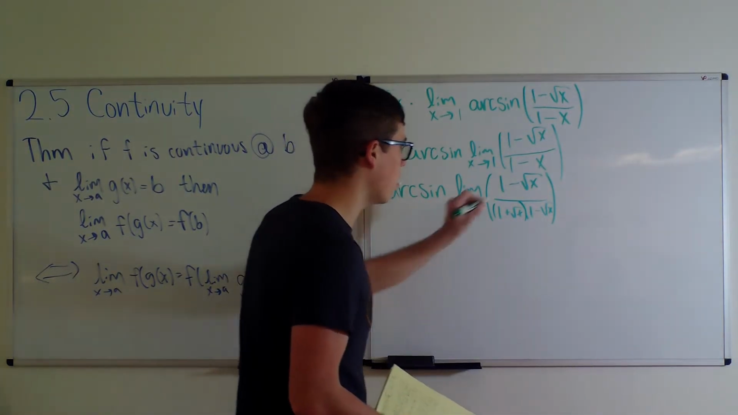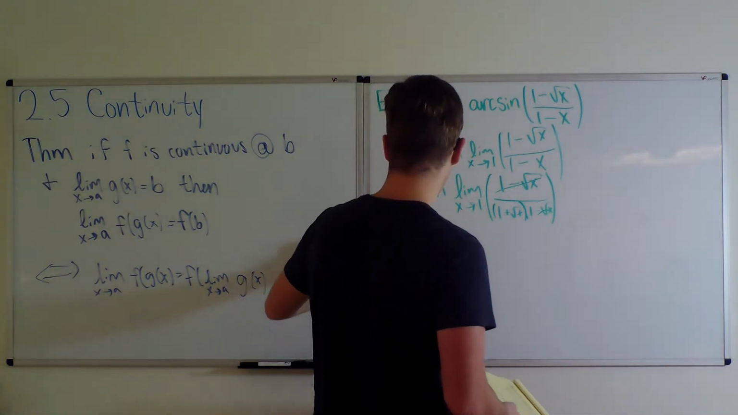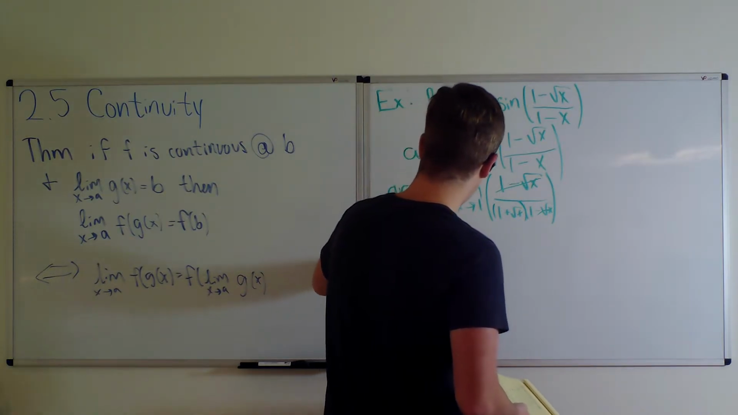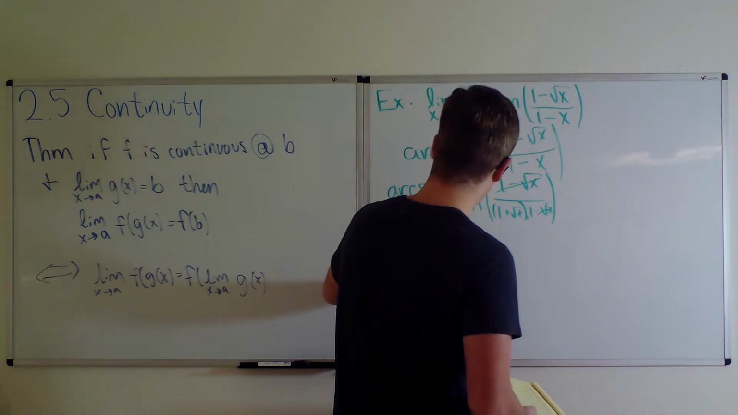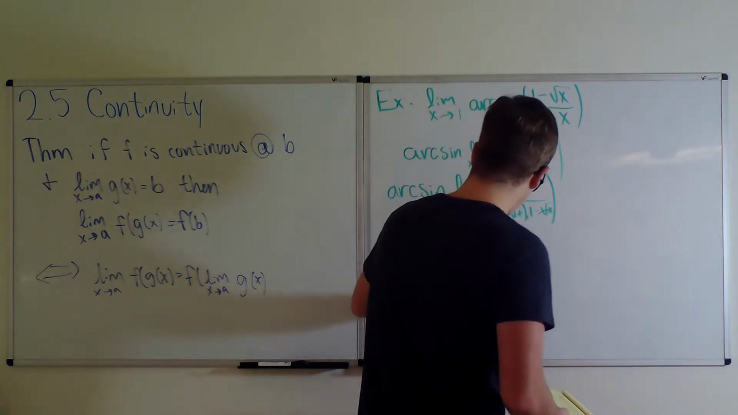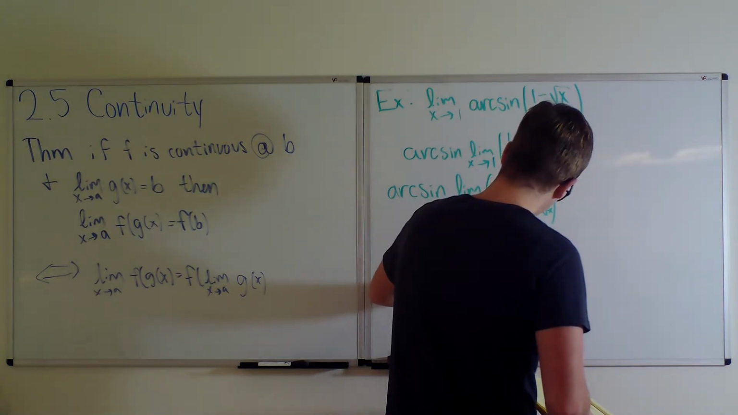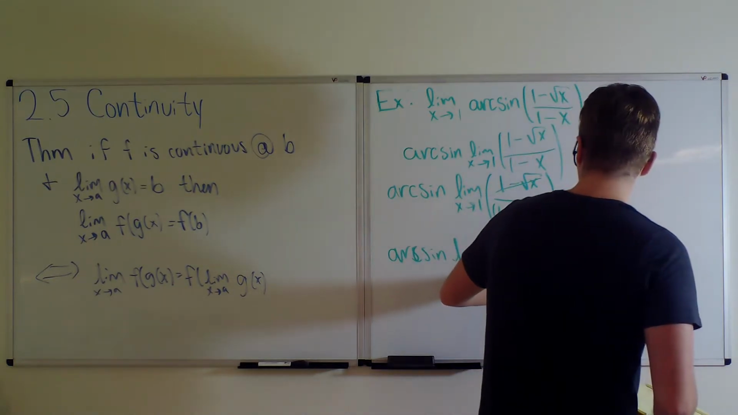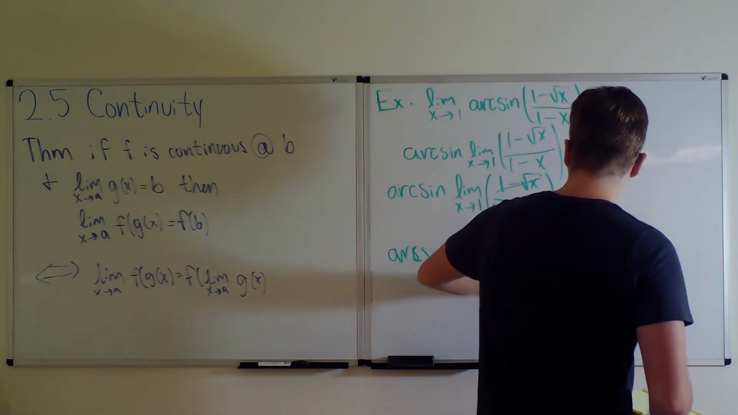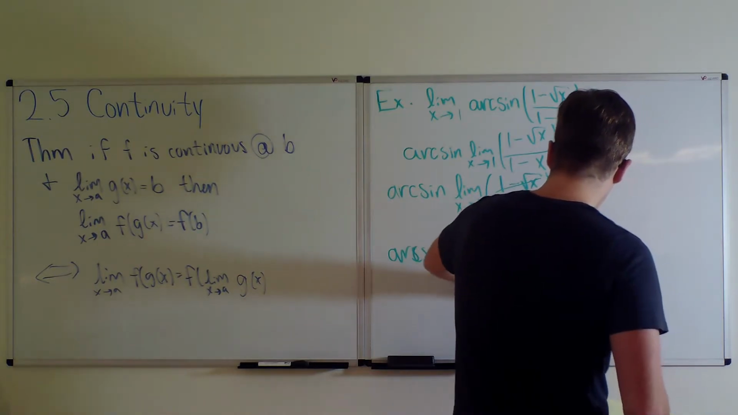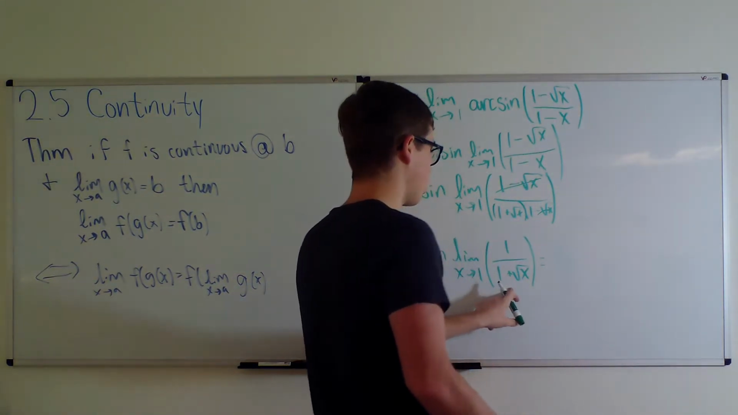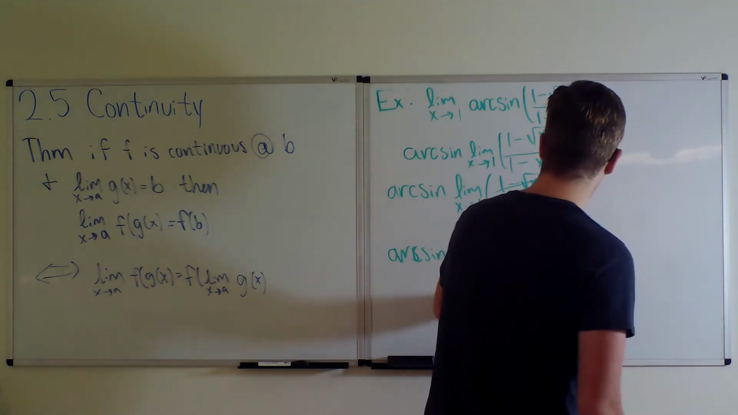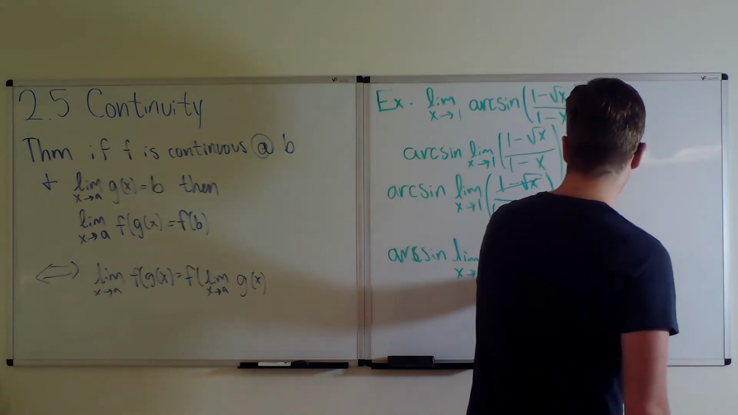Would you look at that? Those cross out, so you just have arc sine of the limit as x approaches 1 of 1 over 1 plus root x. Because you can just plug in 1, because 1 works for it. Nothing's going to be over 0. You have 1 over 1 plus 1, which is equal to 2.